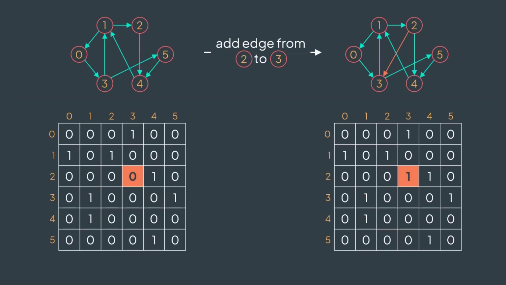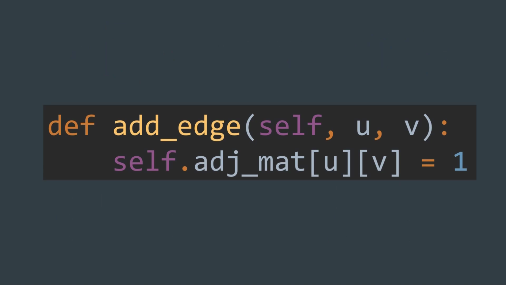Next operation, adding an edge. Adding an edge in an adjacency matrix is really easy. We just need to put one in the right cell. We want to add an edge from the vertex u to the vertex v, so we put one in the cell at row u at column v. For example, if we want to add an edge from vertex 2 to vertex 3, we put one in edge matrix of 2, 3. In code, we just put one in edge mat of u, v.